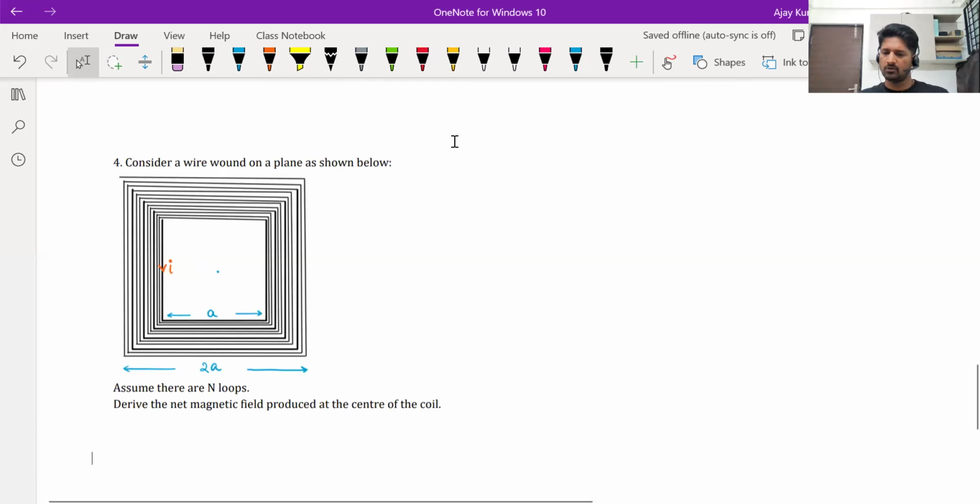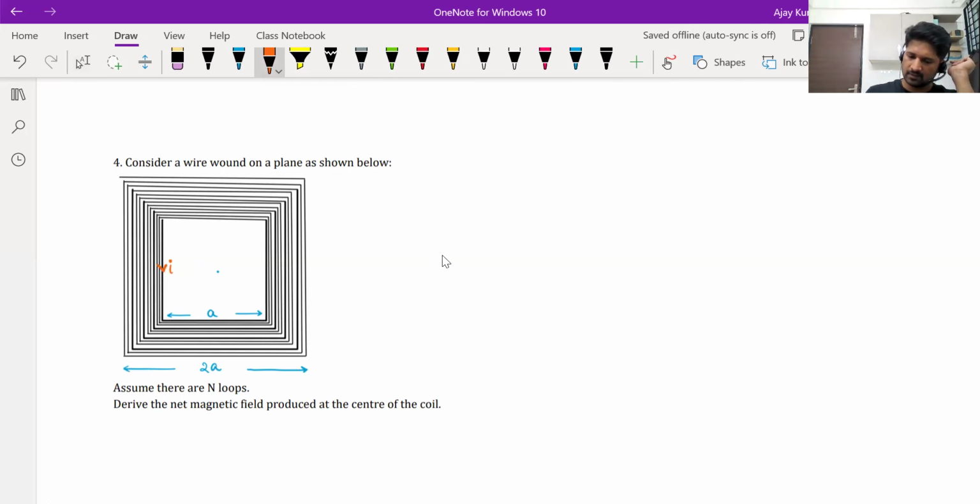So there is a coil wound like this. It's a planar coil, but it's made of squares. The wire carries a current I as indicated in the diagram. Inner length is A, outer length is 2A. You have to find out the net magnetic field at the center. Think of an idea, all of you. I'll give you 2 minutes. What can be done?